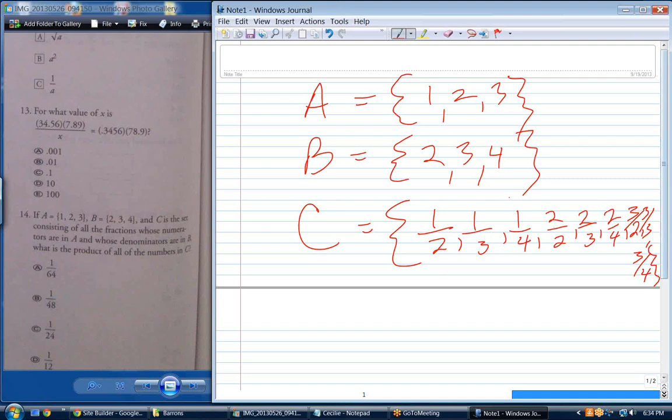Okay, we're going to multiply all these together, so I don't need to do the ones. Why not? Because you're just taking them out, you don't have to add them later. I'm multiplying. They want the product of all the numbers that are in C. So it's 1/2 times 1/3 times 1/4 times 1 times 2/3 times 2/4 times 3/2 times 1 times 3/4. So that number is what we want. It looks like we have a 2, a 2, a 3, and a 3, so we have 36 in the numerator.